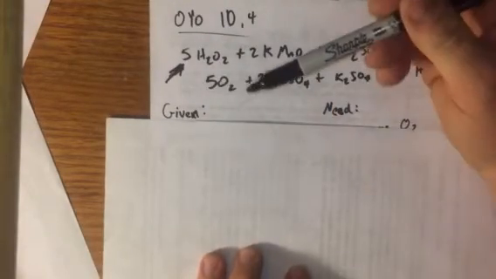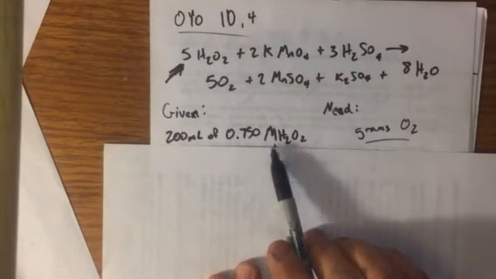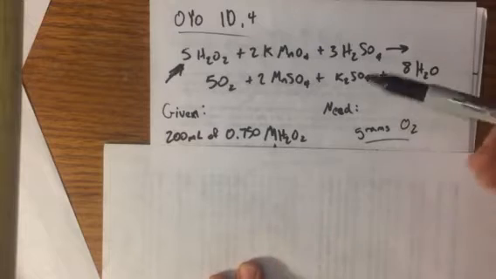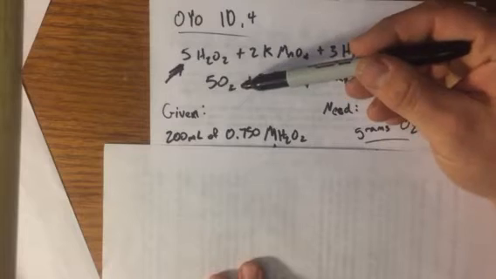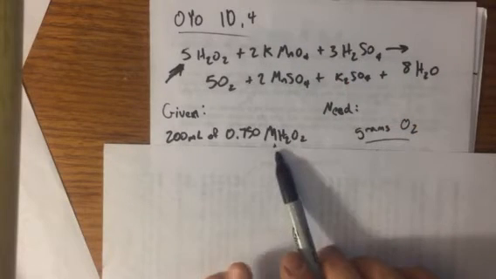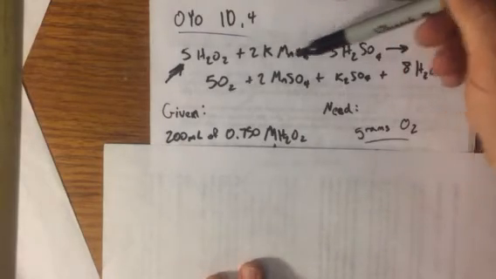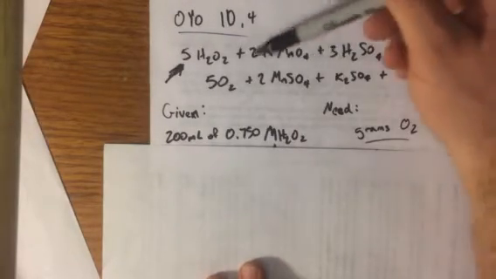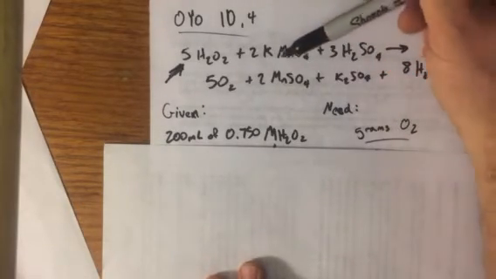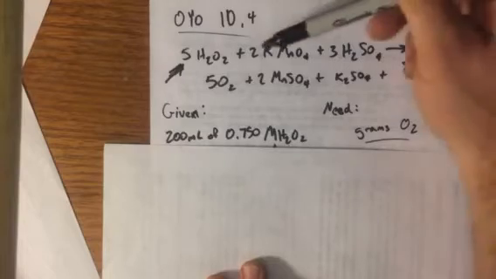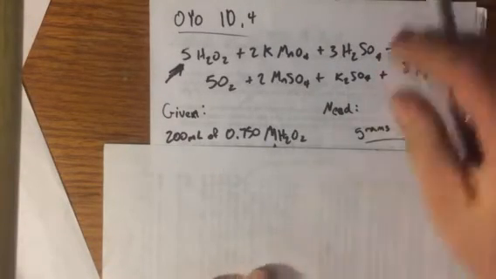So as my first step on a problem, I'm going to write down what I'm given and what I need. What I'm given is that I have 200 milliliters of 0.750 molar H2O2. What I need is the number of grams of oxygen that are produced by that reaction if this is my limiting reactant, because the other thing that I'm given is that I have an excess of all the other reactants. So for all practical purposes, I can disregard however much KMnO4 and H2SO4 I have. I know I've got plenty. This is going to be the limiting reactant, that H2O2.